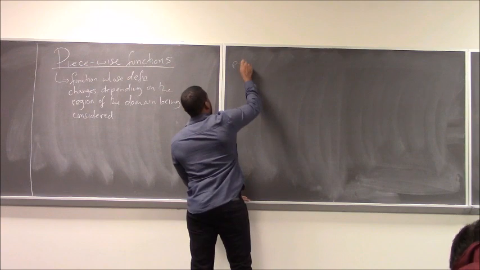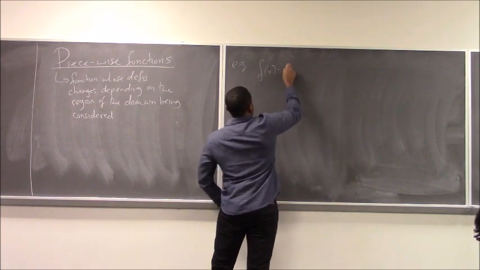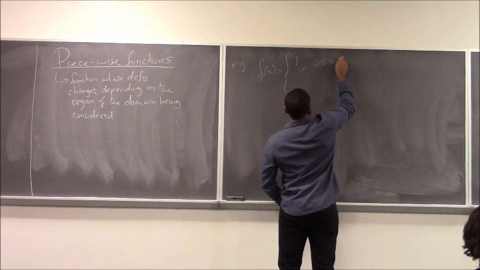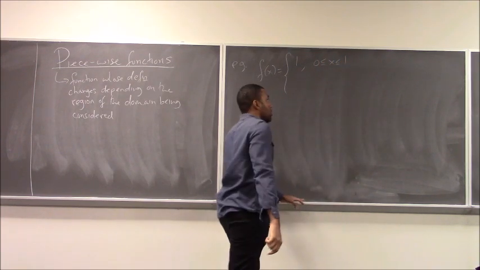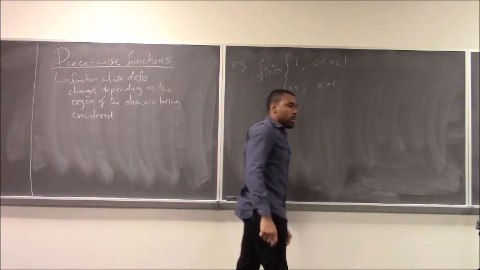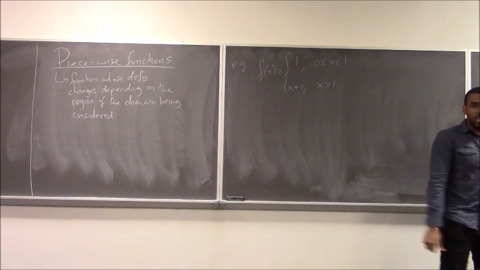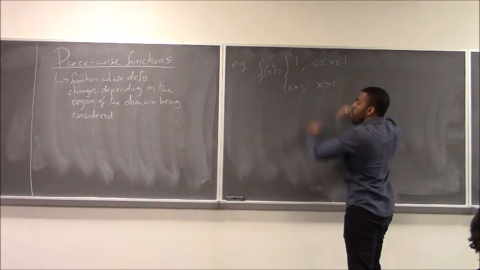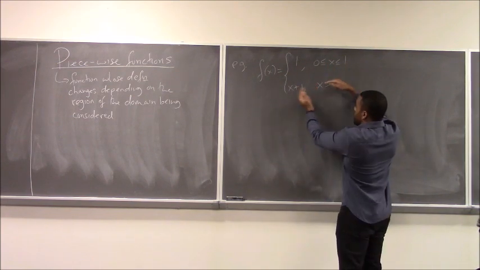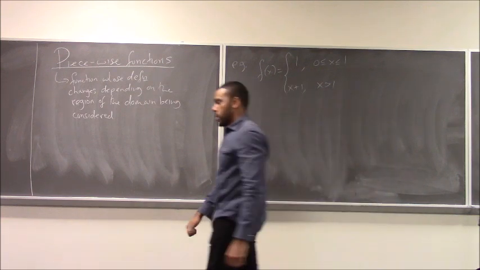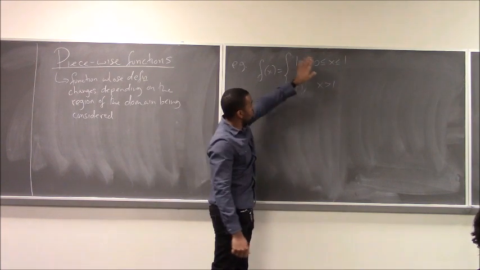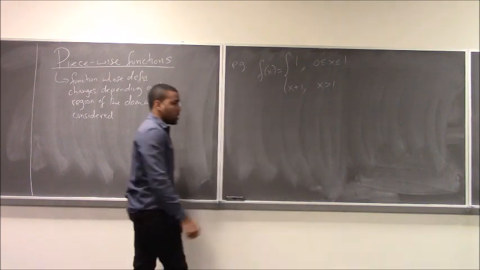So for example, I could give you a function and say it's 1 if my x is between 0 and 1. But it's x plus 1 if my x is greater than 1. So here I'm giving you a function and I'm telling you the definition, but the definition changes depending on where you are. So if your x is between 0 and 1, that's the definition of the function. If your x is greater than 1, that's the definition of the function. So it's a function where the definition can change, and you will be told which definition applies. This is called a piecewise function.